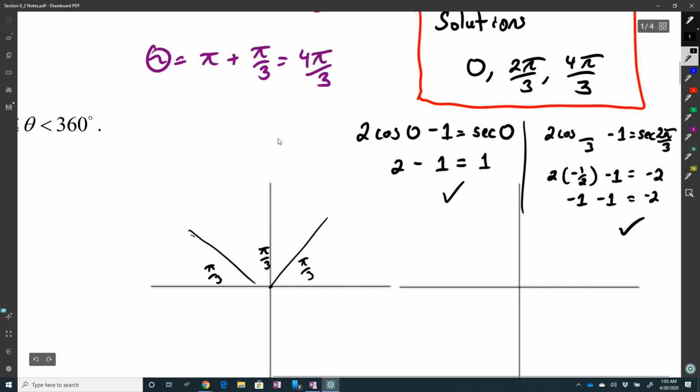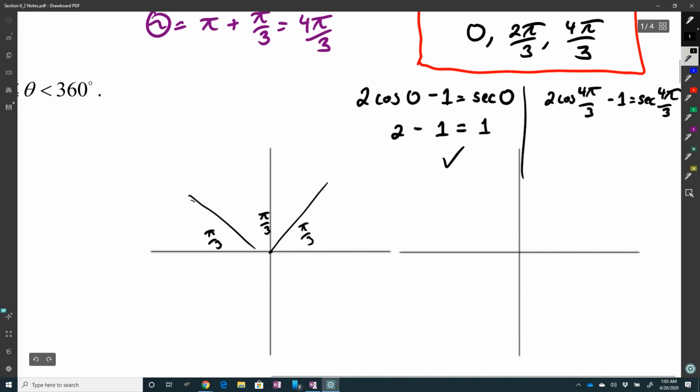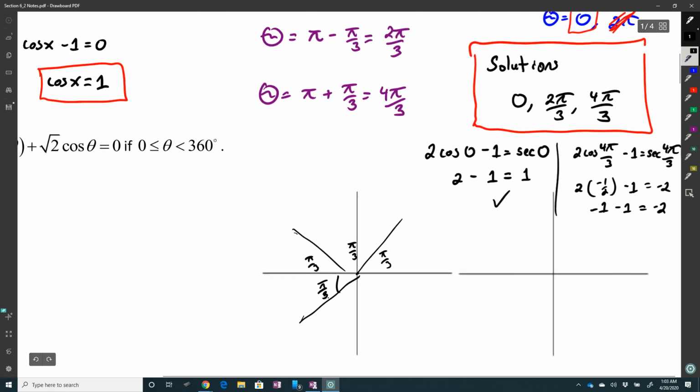And then the last one is 4 pi over 3. And because of room, I'm just going to change this to a 4 pi. And you can use a calculator if you want to check these out. But anyway, so 4 pi would be the pi over 3 that's over here. But for cosine, that's still in the negative side. So that's still going to be 2 negative 1/2 minus 1. Secant, it's the same thing. And so the math ends up being exactly the same. You get negative 1 minus 1 equals negative 2. And so everything checks out. And so all three of these solutions are good.